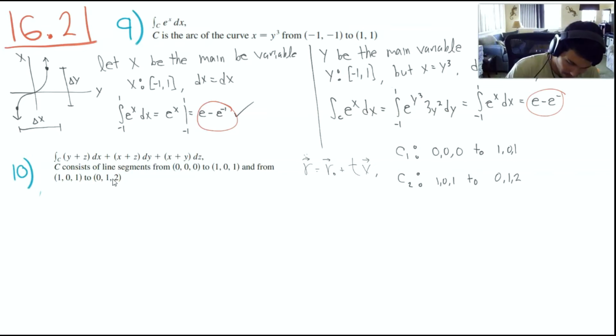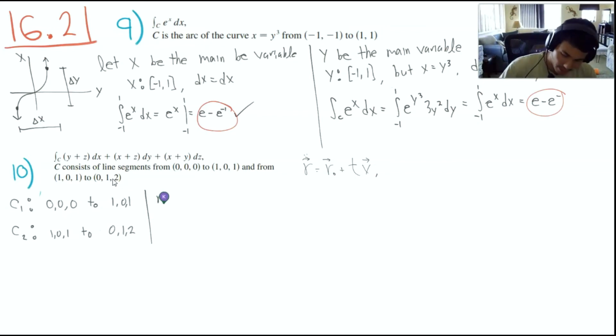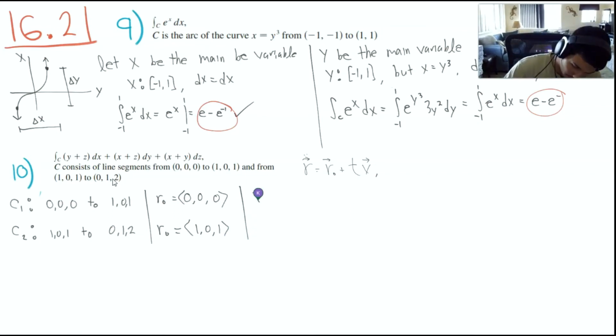Let me just move all this junk down here. So let's find R sub O in both of these cases. What is it going to equal? R sub O, the original point, original vector: 0, 0, 0 and 1, 0, 1. Okay, what's the next thing we want to find? We want to find V. V is our change in vector here.